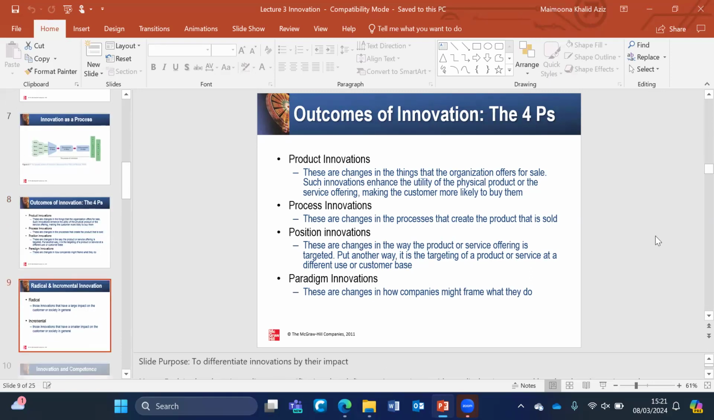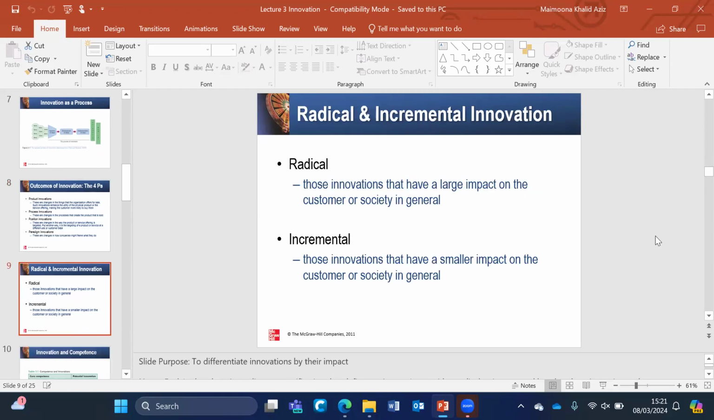All right. Let's look at the two main types of innovation. There is radical and incremental. Radical innovation means the innovation that impacts society in a very large way, that has a big impact on society. Incremental means the innovations that have a smaller impact, and they happen step by step in an incremental way. They don't just happen overnight. So that's the main difference.